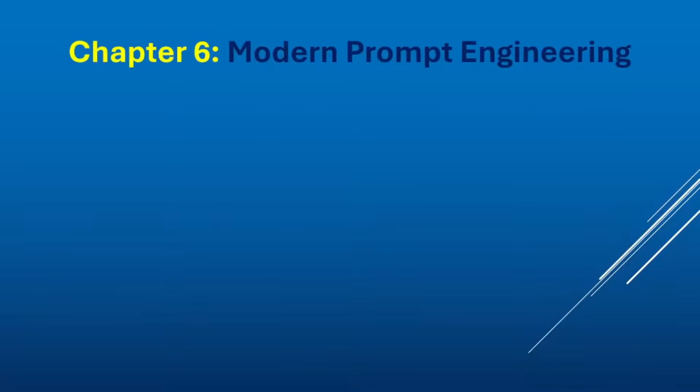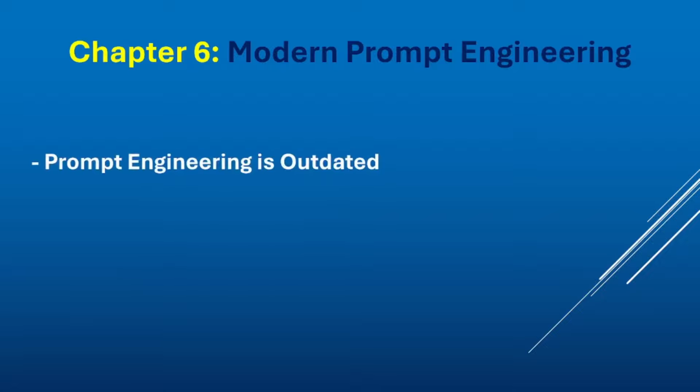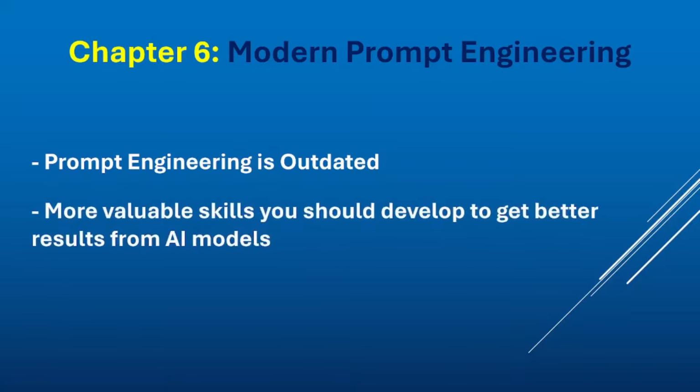Now, Chapter 6 is the most important, and it is somewhat controversial relative to previous chapters. So, pay extreme attention. Modern prompt engineering. You will discover why prompt engineering is outdated, and more valuable skills you should develop to get better results from AI models.